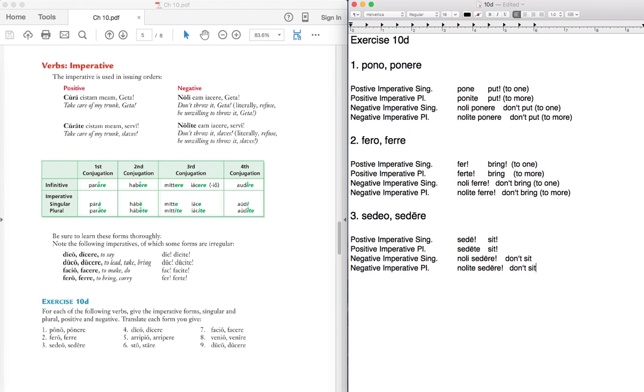So that's it. These are fairly easy to follow. First, second, and fourth: E, E, ITE. This one, third conjugation, a little different: E and ITE. But all of them use noli and nolite with infinitives to express negative commands.